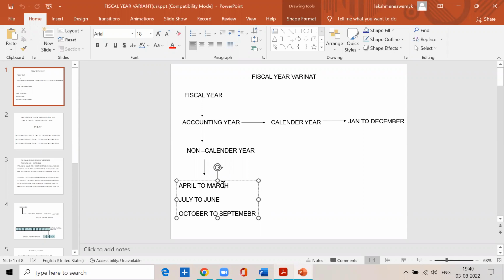Like that, every country will have its own legal enactments. Those legal enactments will clearly specify which fiscal year they have to use. So in India, we use April to March. First, let us try to understand the fiscal year from the Indian company's perspective. After that, I will also explain the fiscal year from the USA company's perspective.